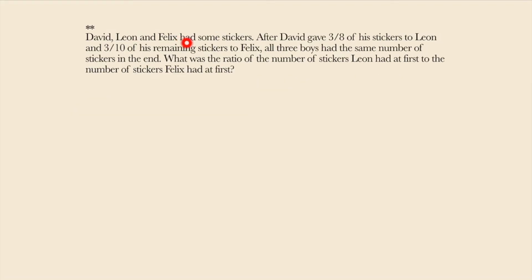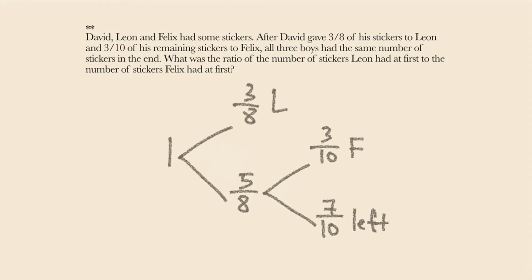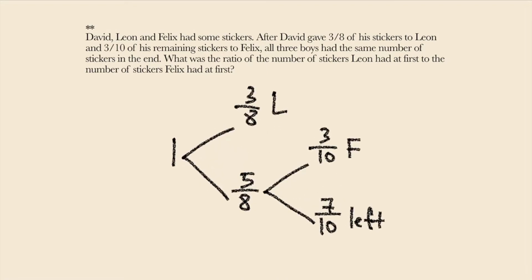David, Leon, and Felix had some stickers. After David gave 3/8 to Leon and 3/10 of the remaining to Felix, all 3 boys had the same number of stickers in the end. Okay, so let's have the diagram first. David started out with an unknown. 3/8 went to L, left with 5/8. 3/10 of the remainder went to F, and 7/10 of the remainder was left. This is what David had left after giving to his 2 friends.